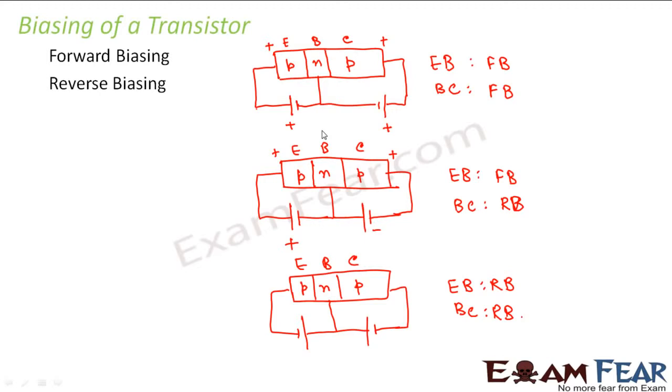So that is all about the biasing of a transistor. So far you understood what are the different doped regions, how are they doped, what are their sizes, the biasing of the transistor and the biasing of the two junctions.